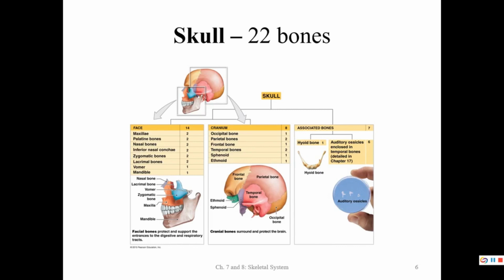Now, the skull is 22 bones. We're going to be talking about skull and associated bones. We have the 22 bones. We have the face, 14 bones there. We have 8 bones in the cranium and 7 associated bones, total bones that we have. Okay, skull and associated bones.